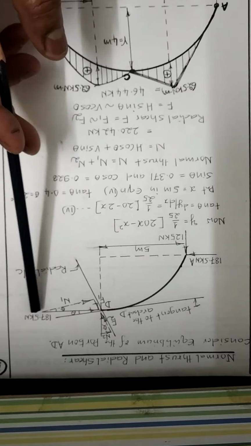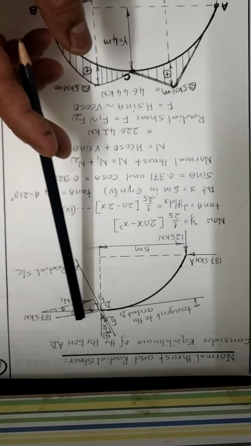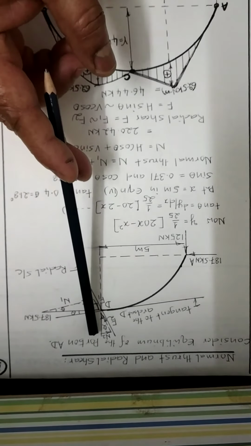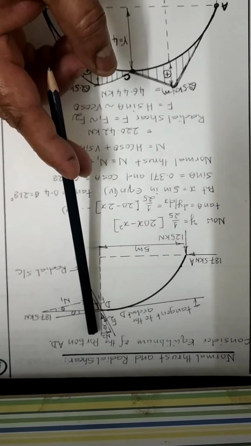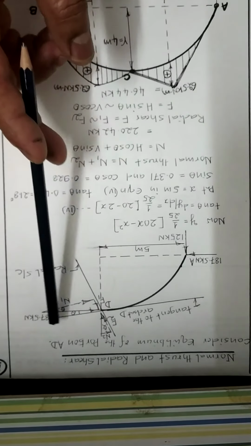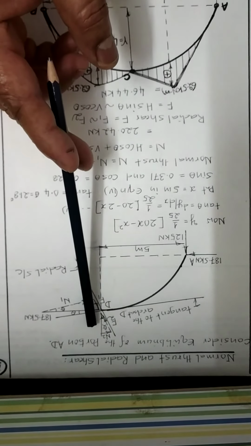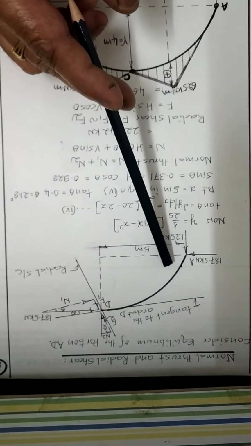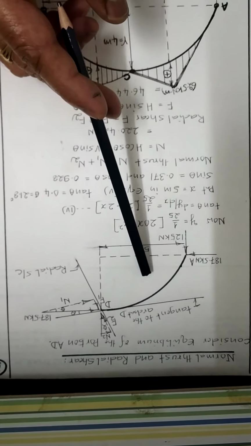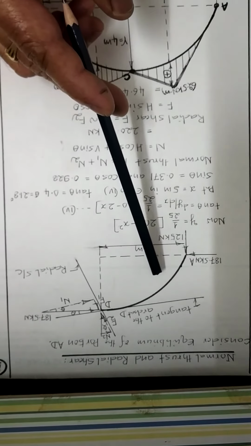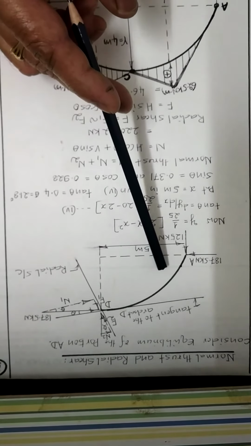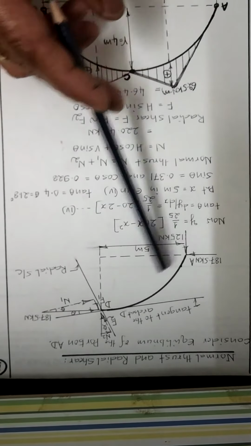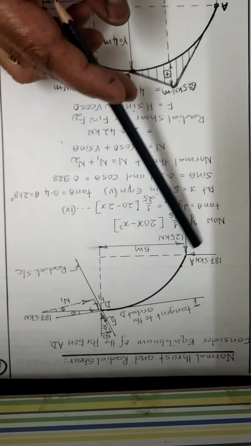Magnitude is 187.5 kilonewton. Introduce the vertical force, whose magnitude here is 125 kilonewton. If you are introducing horizontal thrust and vertical force at this point, it should satisfy the summation of vertical components, sigma V, equal to 0, and the summation of horizontal components, sigma H, equal to 0. That condition is satisfied here. This portion is in equilibrium.